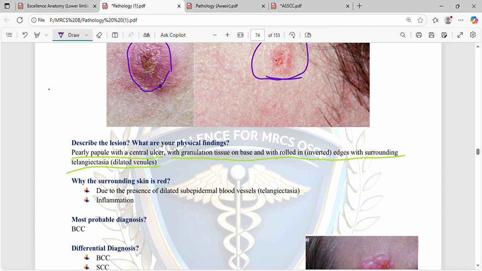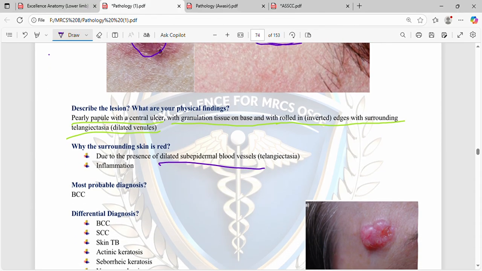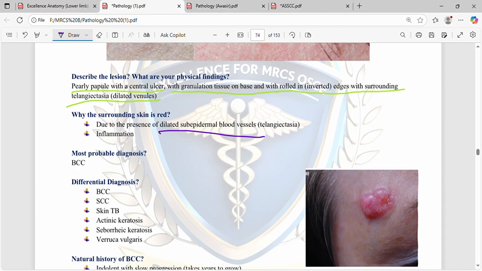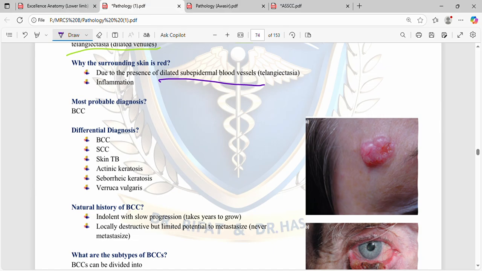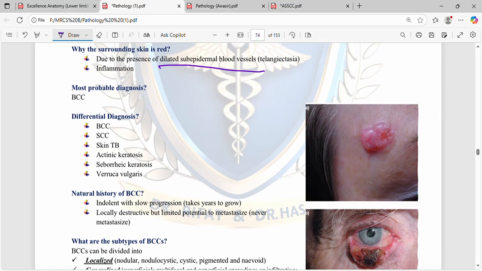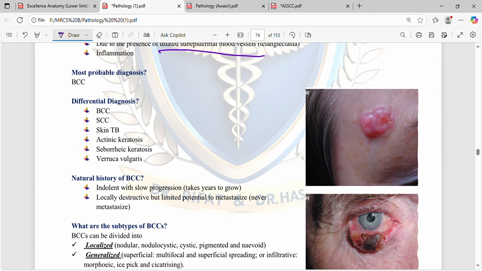Why is the surrounding skin red? Due to the presence of dilated subepidermal blood vessels, telangiectasia, or inflammation and erythema. You know, this is a universal law. When there is an injury, there will be surrounding erythema. So the most probable diagnosis is BCC, basal cell carcinoma. Differential diagnosis can be squamous cell carcinoma, skin TB, actinic keratosis, seborrheic keratosis, verruca vulgaris, and this can be keratoacanthoma. So keratoacanthoma is more commonly related to squamous cell carcinoma.